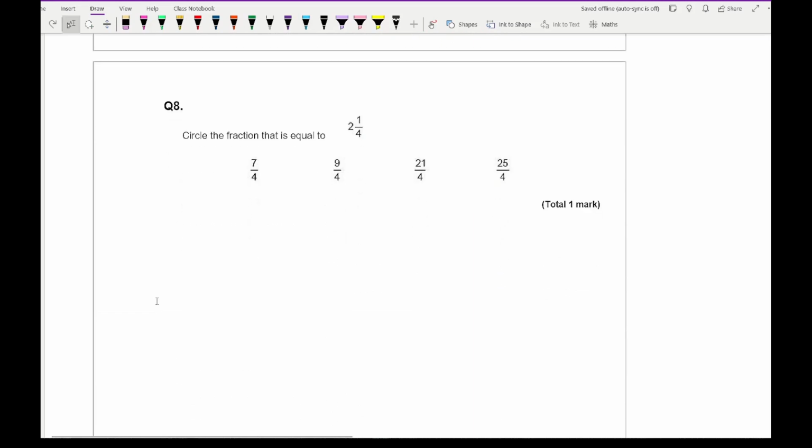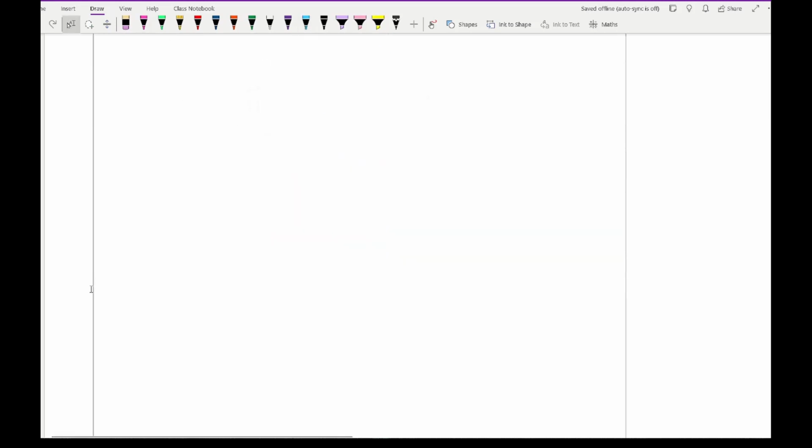Then moving on to question 8, it says circle the fraction that is equal to 2 1/4. So here all I need to do is just convert this into a mixed number. So I'm going to do 2 times 4, which is 8, plus 1, which is 9. So it's 9 over 4, which is my second option.